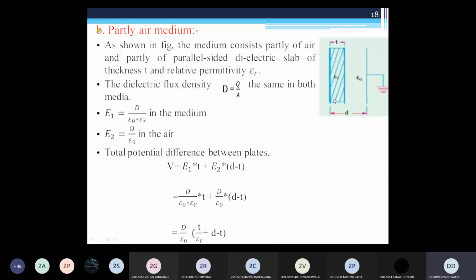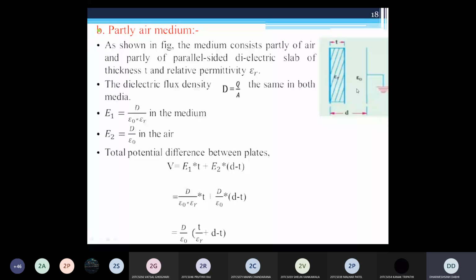Flux density remains the same for both media, whether it is air or any other insulating material. But the electric field strength is different. For an insulating material with relative permittivity ER, the electric field strength E1 is equal to the electric flux density divided by epsilon 0 into epsilon R. Clear? As you know the relationship between E and D, you can use this equation for any insulating material.